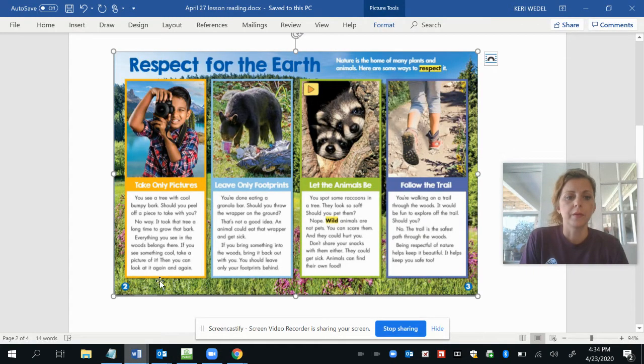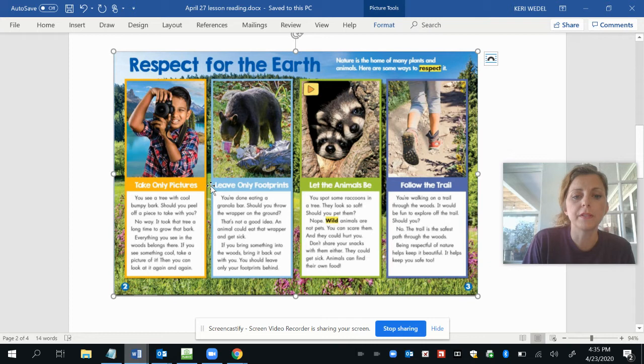Respect the earth. Nature is the home of many plants and animals. Here are some ways to respect it. Take only pictures. You see a tree with cool bumpy bark. Should you peel off a piece and take it with you? No way. It took that tree a long time to grow that bark. Everything you see in the woods belongs there. If you see something cool, take a picture of it. Then you could look at it again and again.